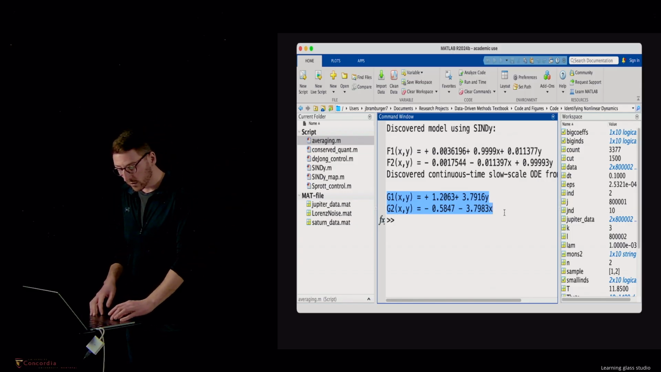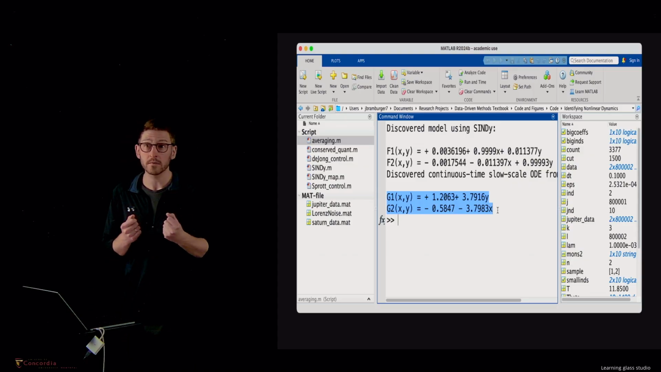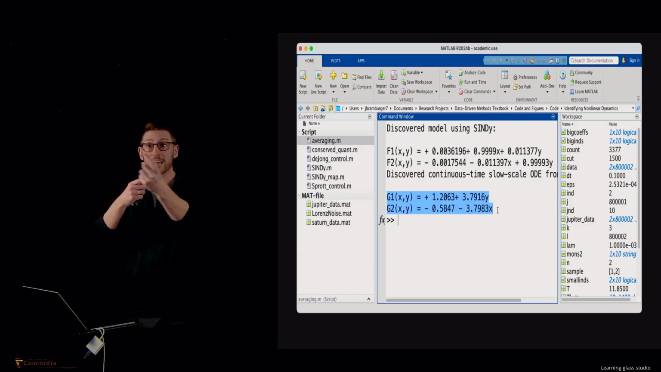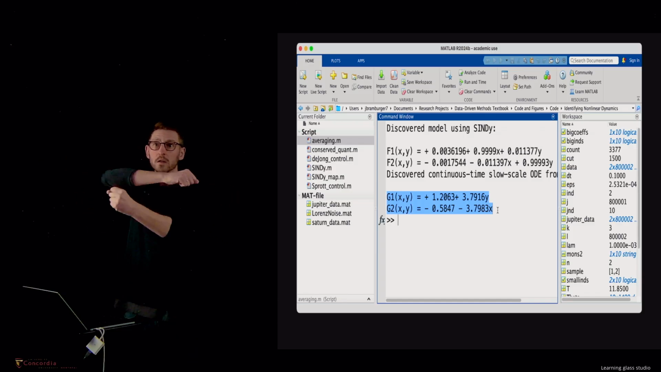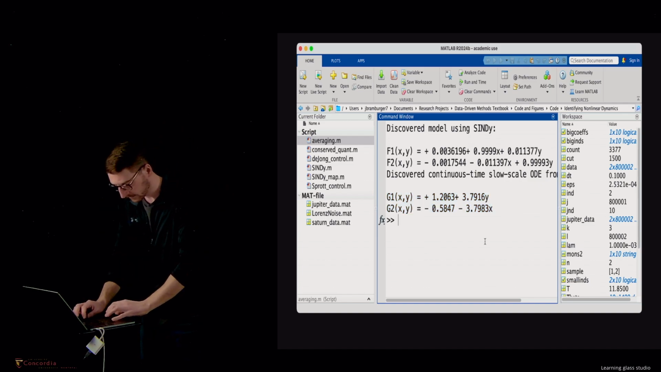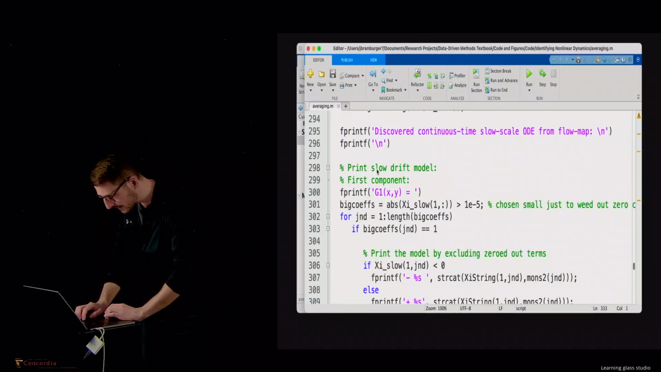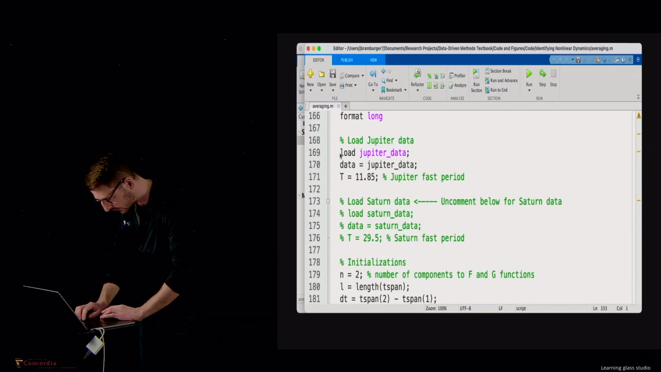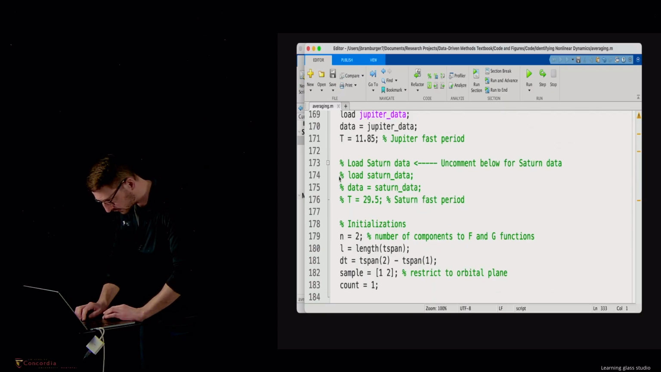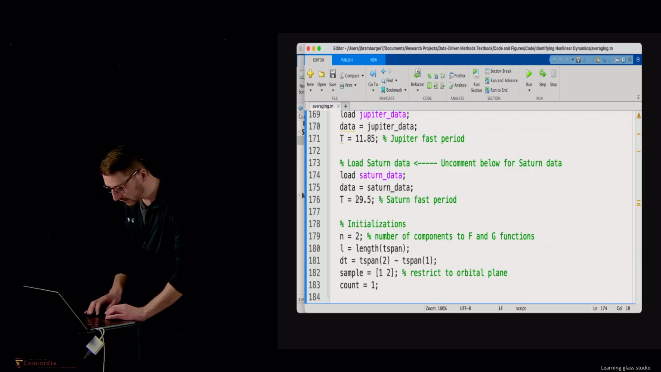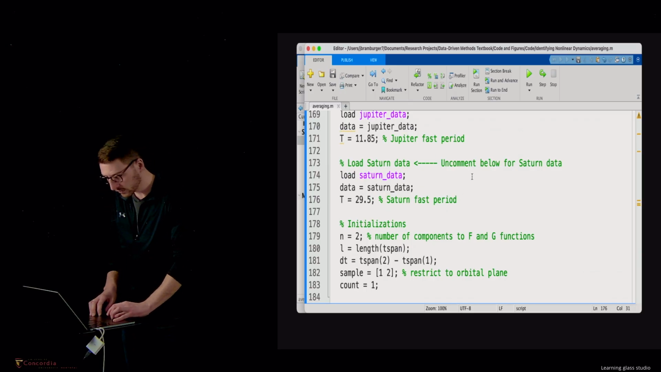In fact, this is a conservation law, and it shows that you have a periodicity on a longer time scale as well. So you have this fast scale periodicity for going around the sun, and then you have this sort of slow scale wobble coming from this gravitational interaction of Saturn and Jupiter getting close to each other. You can do the same thing with Saturn's data. So if I take a look at this, let's load Saturn's data. Here, the orbital period of Saturn is about 29.5 Earth years.